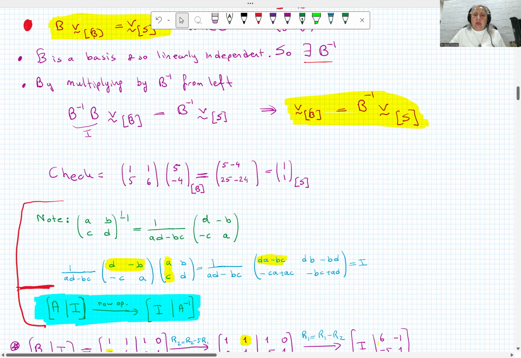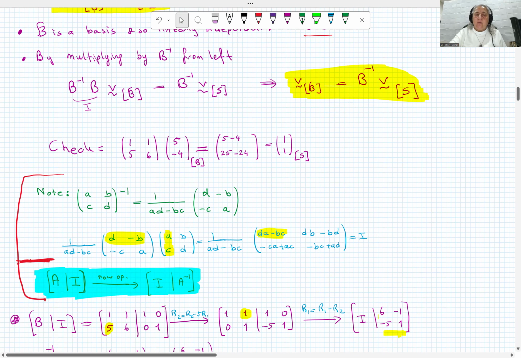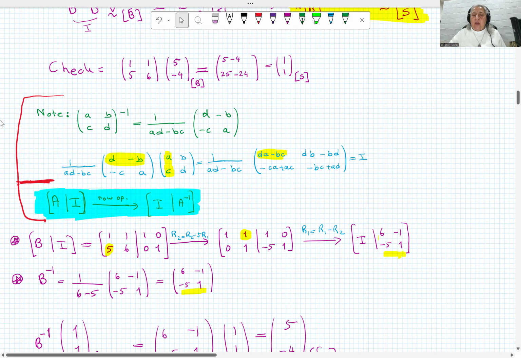In general, if you have larger n by n matrices, the easy way to do it is to use an augmented matrix: put the A matrix here and the identity matrix of the same size on the right-hand side, apply the row operations, and then find the identity matrix on the left-hand side. Whatever matrix you find on the right-hand side will be the inverse.